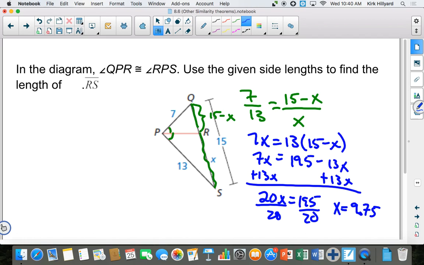Okay. So this distance down here is 9.75. So we go 15 minus that, and we get 5.25. So this distance up here is 5.25. So that's the distance of QR. They wanted you to find RS. So we did find that. It is 9.75 for solving for x.